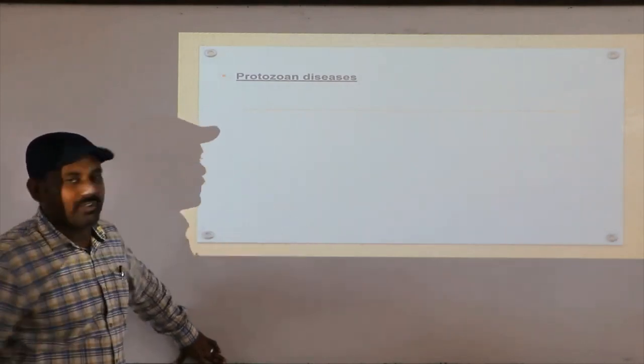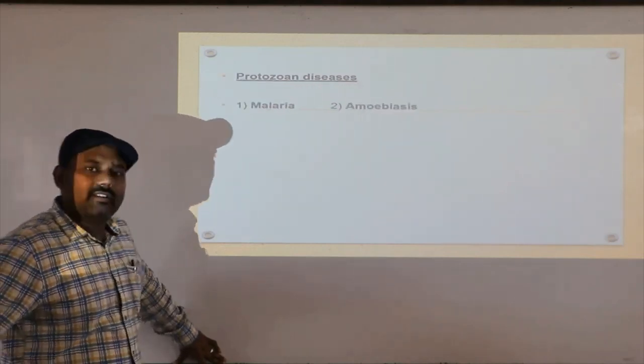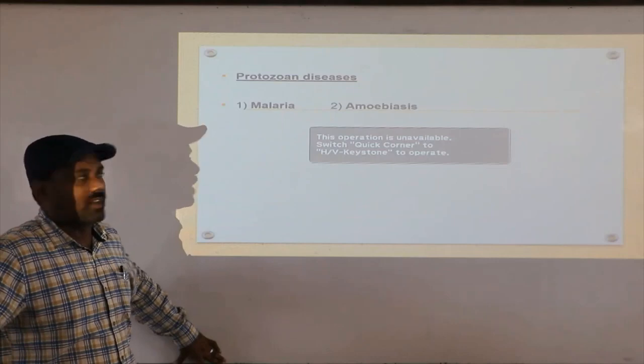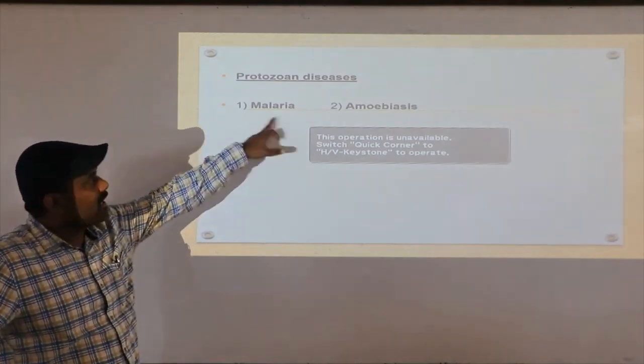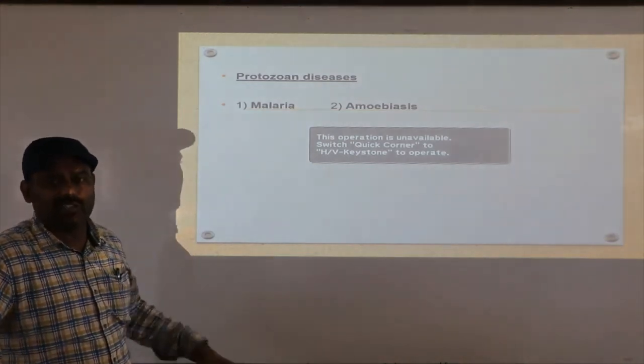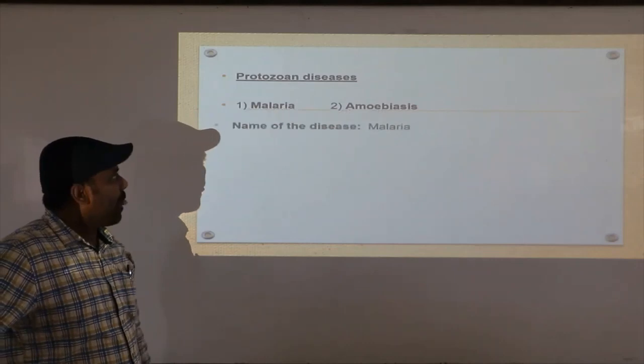Before I start with the protozoan diseases, in our syllabus they have given 2 examples for protozoan diseases. One is malaria, the most common disease. Then amoebiasis, simply called dysentery or loose motion, whatever it may be. So we'll start with malaria.